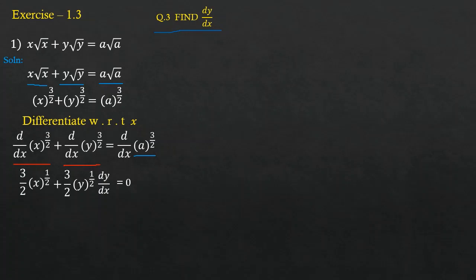So now we have 3 by 2 here, here also 3 by 2. So 3 by 2 multiplication mein, so what we do, we divide throughout by 3 by 2, and in the next step, we'll shift the x wala term on the right hand side. So we get y raised to 1 by 2 into dy by dx is equal to minus of x raised to 3 by 2. But as per the main question, we have to find out only the value of dy by dx. So whatever is present in multiplication with dy by dx, we shift on another side.